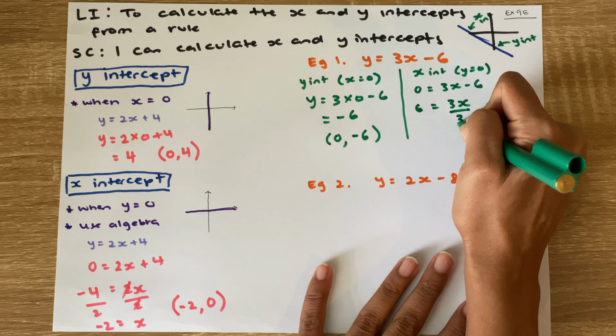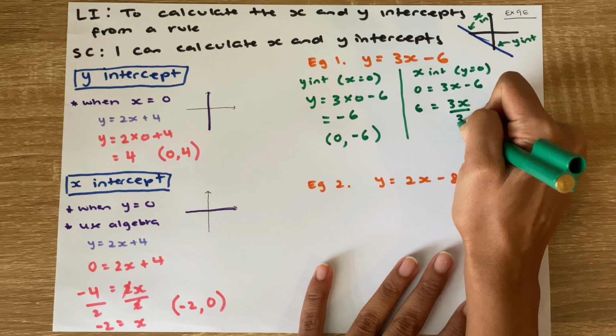So I'm going to be left with x equals 6 divided by 3, which is 2. So I now know that when x is 2, y is 0. So that is my x-intercept. All right, that is what you need to be able to do. You need to be able to calculate the y-intercept and the x-intercept.